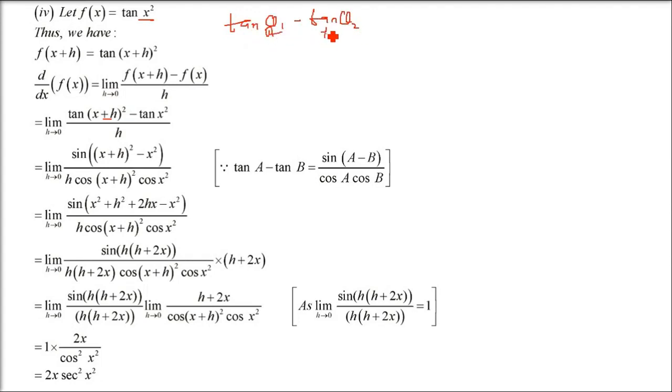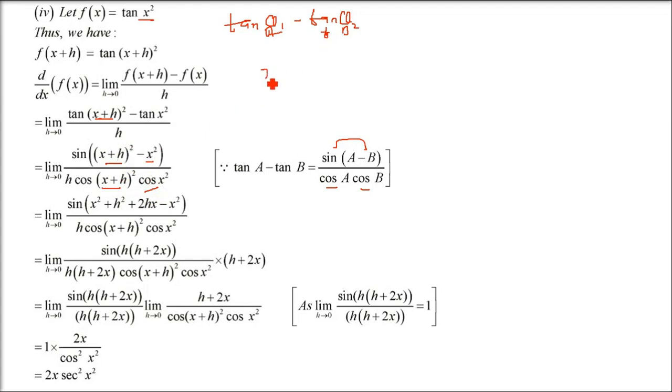So tan a minus tan b is sin(a minus b) by cos a cos b. Just use this formula because we have just seen how this formula has come. So sin(a minus b), where a is (x+h) whole square and b is x square. And here cos a cos b, that is cos (x+h) whole square and cos x square.